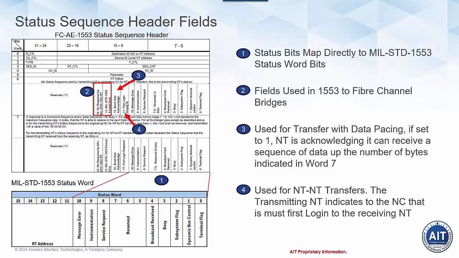So an N port has to log into the F port on a switch, and then an N port also has to do a login to the other N ports in the network that it wants to communicate with. So what that bit is used to indicate in an NT-NT transfer is the NT that is transmitting to another NT. It may have to indicate back to the NC that it first has to actually do a login, that it hasn't logged into the other NT to do the transfer yet. So that's what that bit is for. But that would be a topic for another day when we talk about this login process in a future webinar.